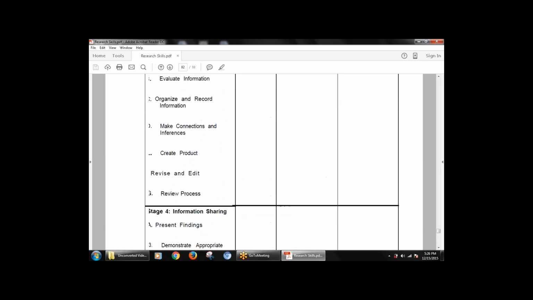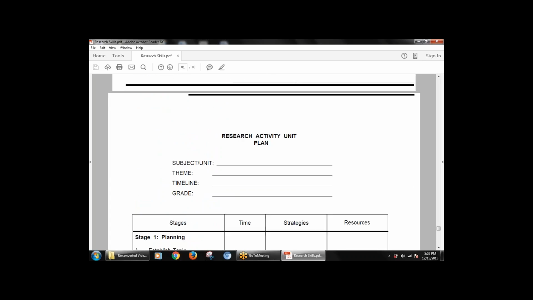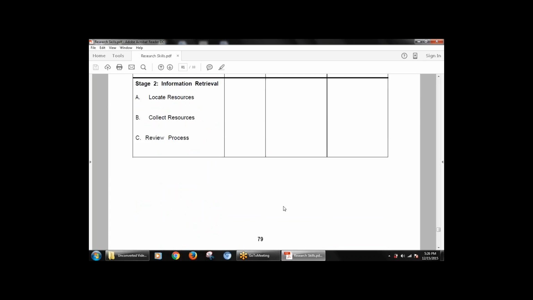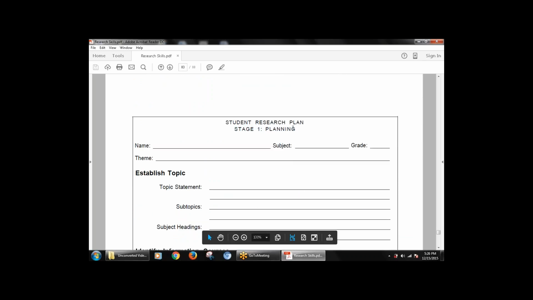Next part is the student research plan, that is the stage number 1, planning. So this is the research activity plan that is available. So this is the research activity unit plan. Now next is the student point of view, that is the student research plan, stage number 1. This is the format that is given: the name, then subject, then grade, then theme.